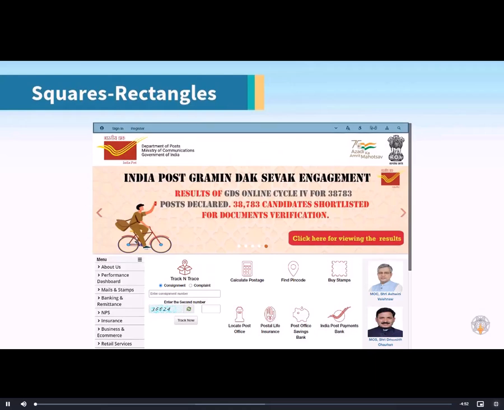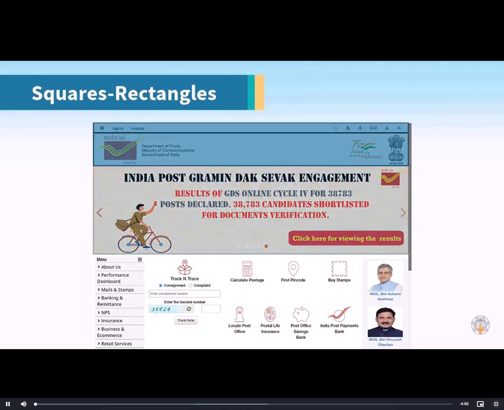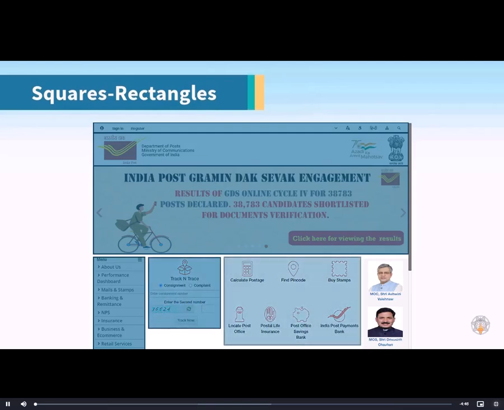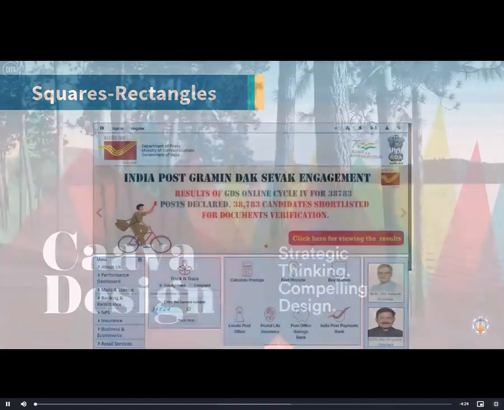Squares and rectangles suggest consistency, peace, strictness, security, and equality. A sample example can be this website. Every element on a web page is defined by a rectangular area. Web pages are rectangles made up of smaller rectangles and squares.